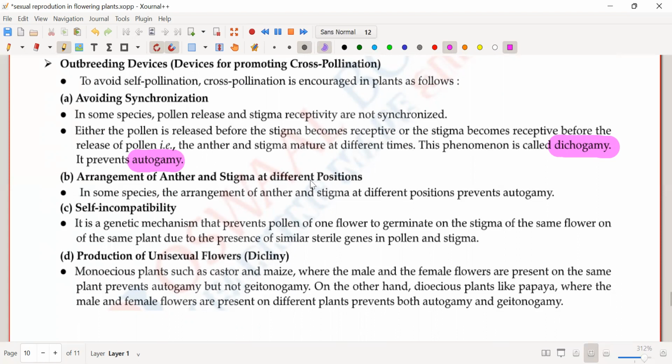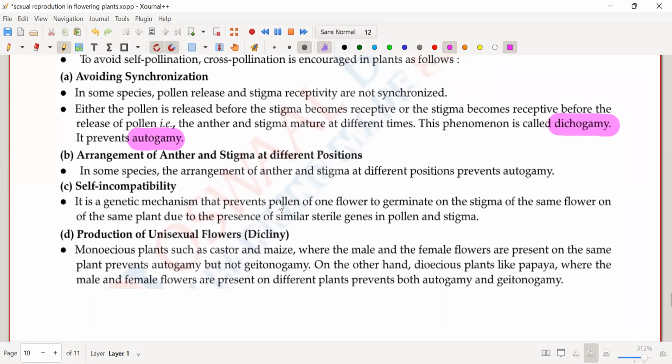Arrangement of anthers and stigma at different positions. In some species, the arrangement of anthers and stigma at different positions prevents autogamy. Self-incompatibility. It is a genetic mechanism that prevents pollen of one flower from germinating on the stigma of the same flower. Different pollen grains come and settle on the stigma, but the pollen of the same flower cannot germinate, or else it won't be germinating.